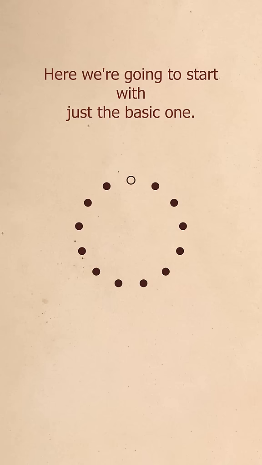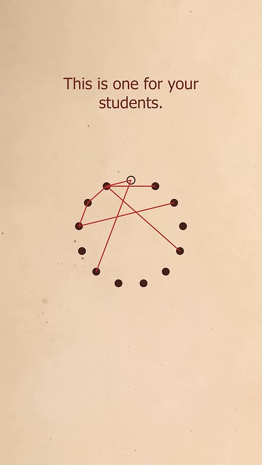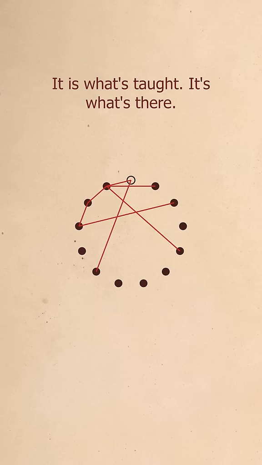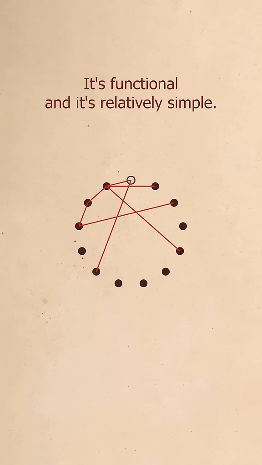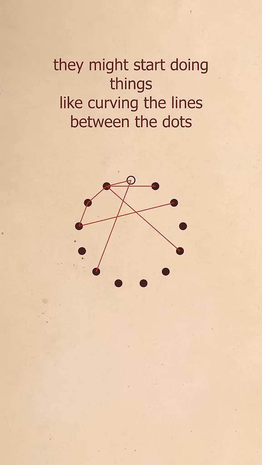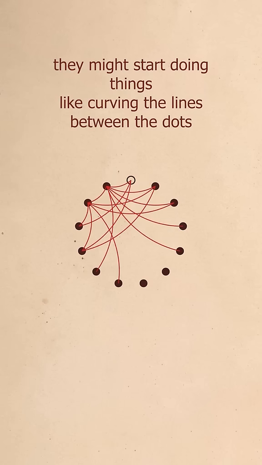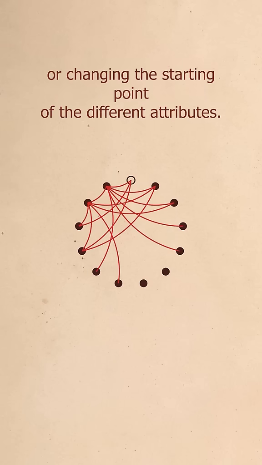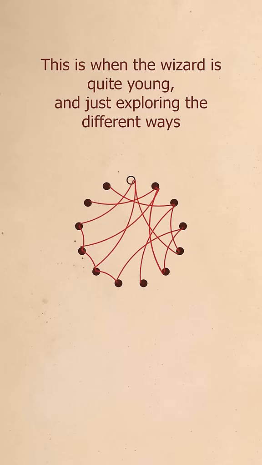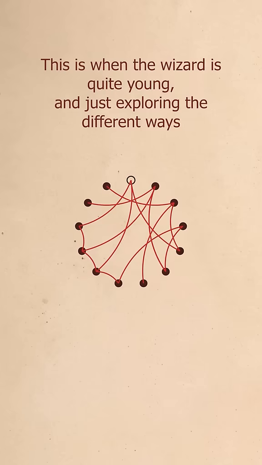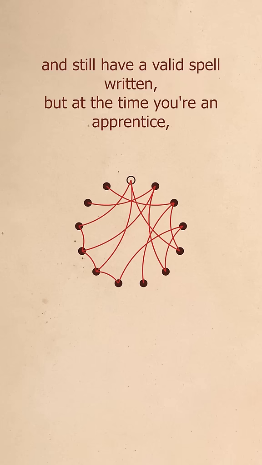Here we're going to start with just a basic one. This is one for your students. It is what's taught, it's what's there, it's okay, it's fine, it's functional, and it's relatively simple. But as a wizard goes on, they might start doing things like curving the lines between the dots, or changing the starting point of the different attributes. This is when a wizard is quite young and just exploring the different ways you can mess with it and still have a valid spell written.